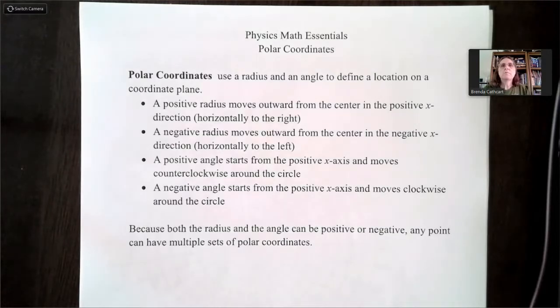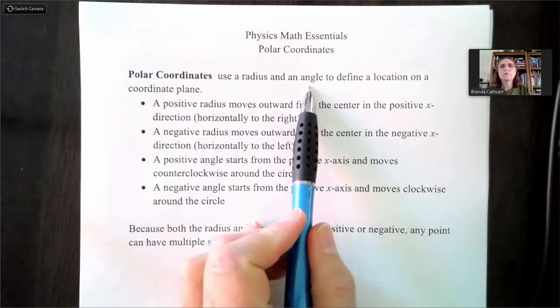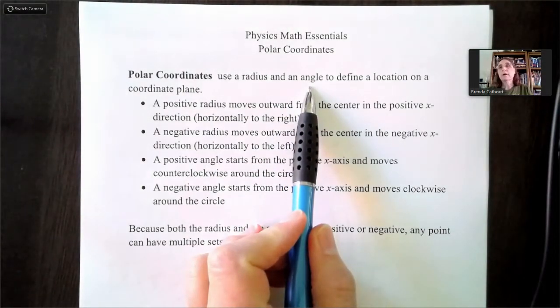Today we're looking at some math essentials for physics class. One of the essentials that we need is knowing how to work with polar coordinates. Polar coordinates use a radius and an angle to define a location on a coordinate plane.